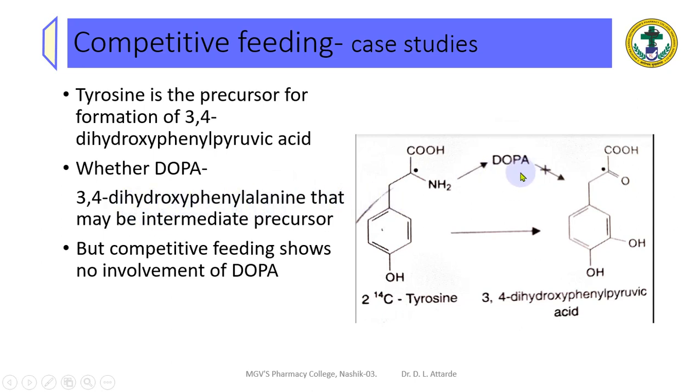3,4-dihydroxyphenylalanine is not involved. Even if it is labeled and introduced, it doesn't show any labeling of DOPA inside the final product. Therefore, it shows tyrosine is directly converted to this, and the DOPA formation pathway is not involved.